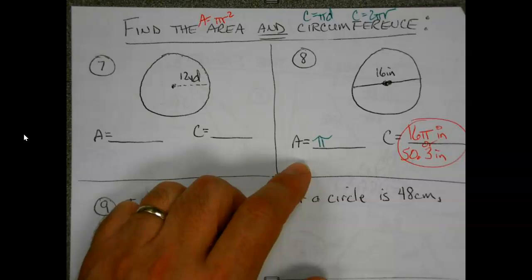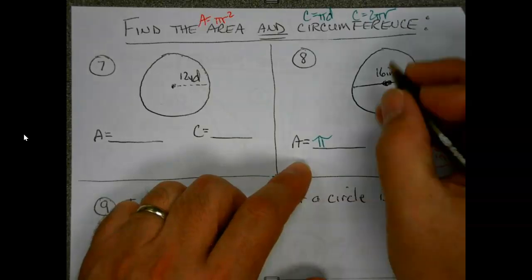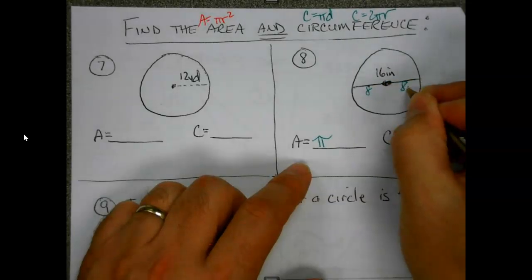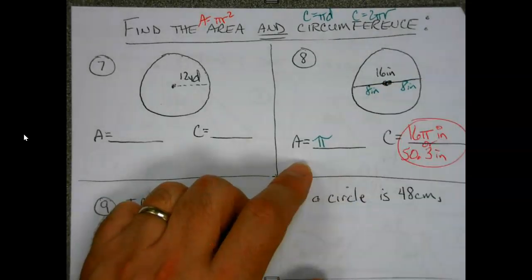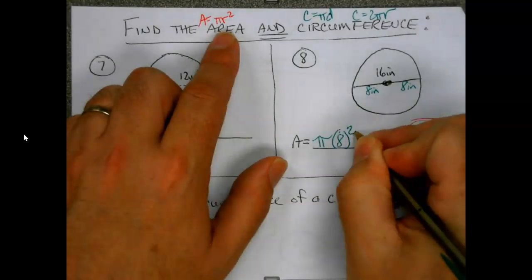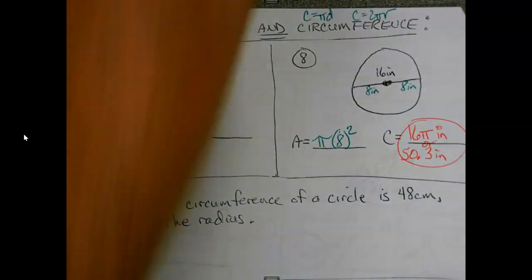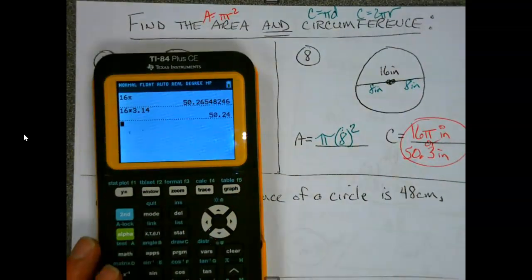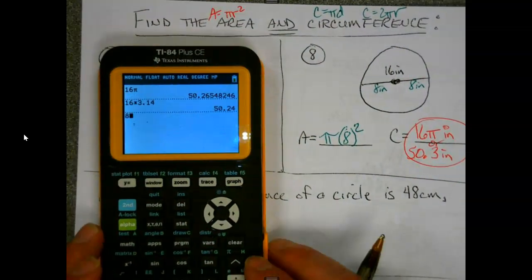How do I get a radius out of that? Divide by 2. So either side of my radius here is going to be 8 inches. And again, it's pi r squared. So 8 times 8.